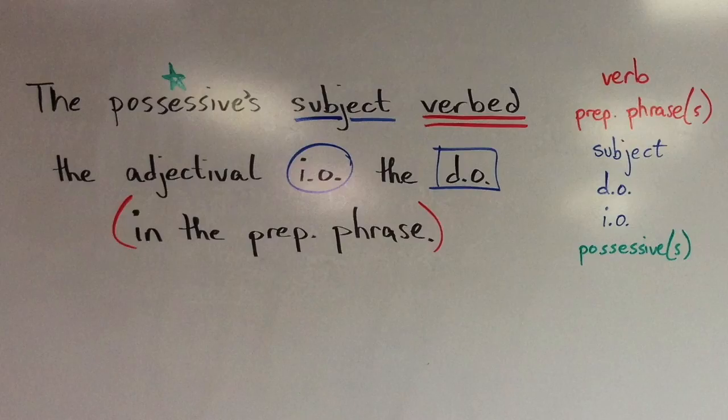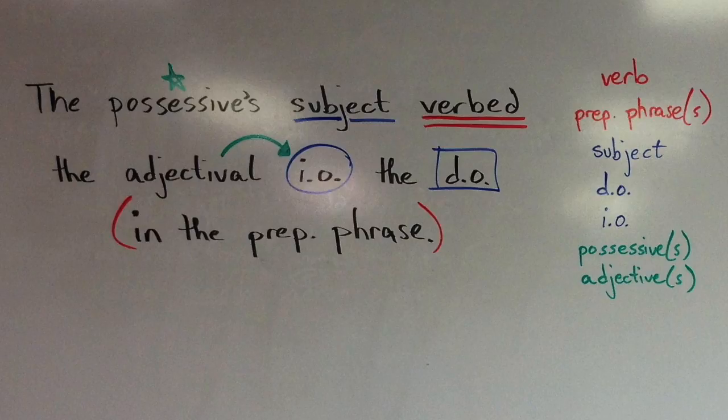Then we're going to star any possessives that we see, and finally we will draw an arrow from an adjective to the noun which it modifies. That's it for diagramming until we get to chapter 25.